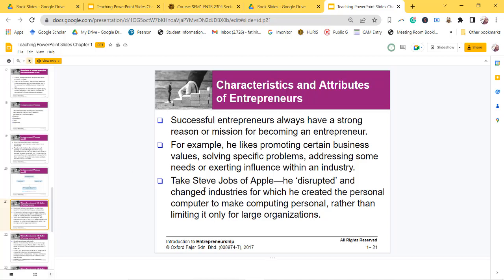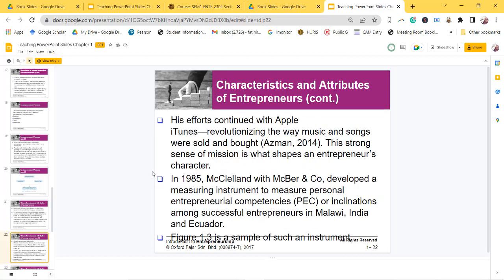Okay, so basically, when it comes to Steve Jobs of Apple, he changed industry, which he created personal computer to become computing personal computer, rather than for large organization. Before this, computers are being used for organization, not on personal level. So Steve Jobs takes that challenge. So he also come up with the Apple iTunes, which give other entrepreneurs the ideas to come up with their own. For example, like Spotify.